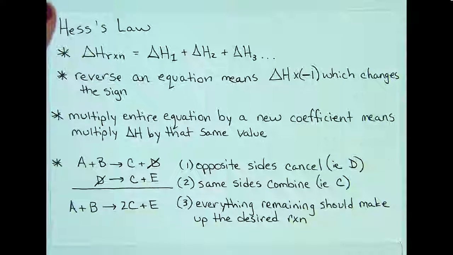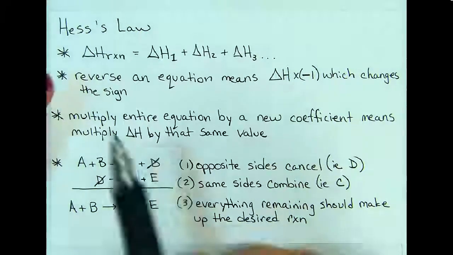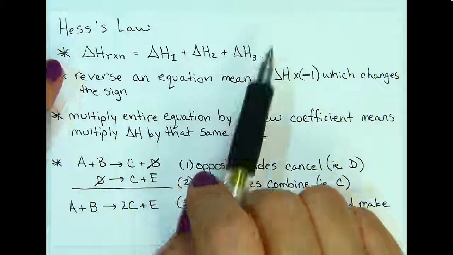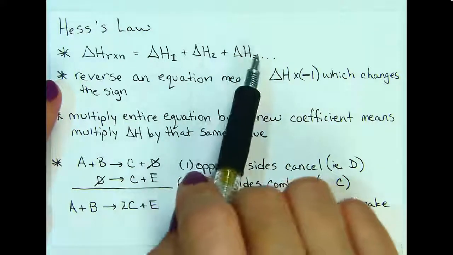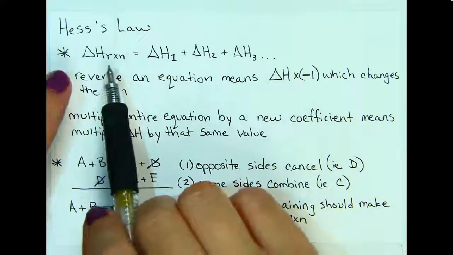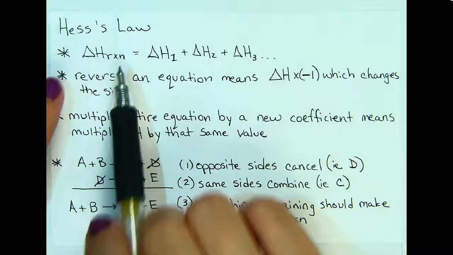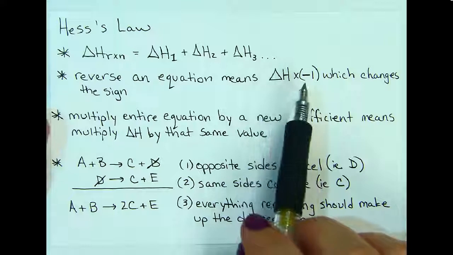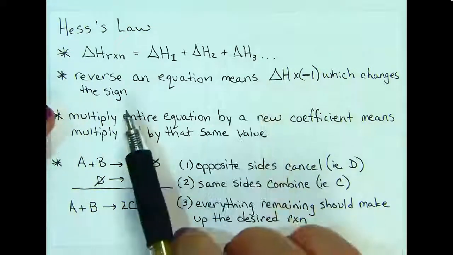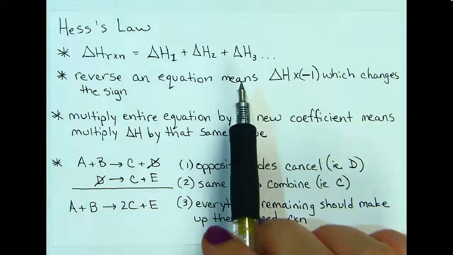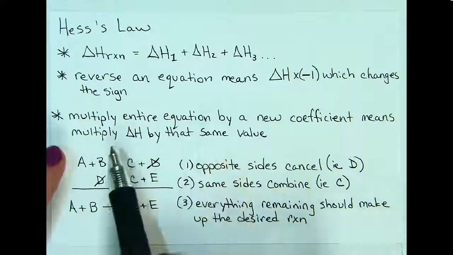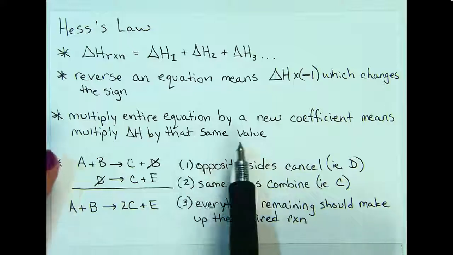Here's your note card for this section. When you're trying to find the delta H of a reaction given multiple reactions, then the sum of each of the reaction delta H's should give you the delta H of the overall reaction. If you have to reverse an equation, then you're multiplying the delta H times -1, or you're changing the sign from positive to negative, or vice versa. If you multiply the entire equation by a new coefficient, this means multiply the delta H by that same value.